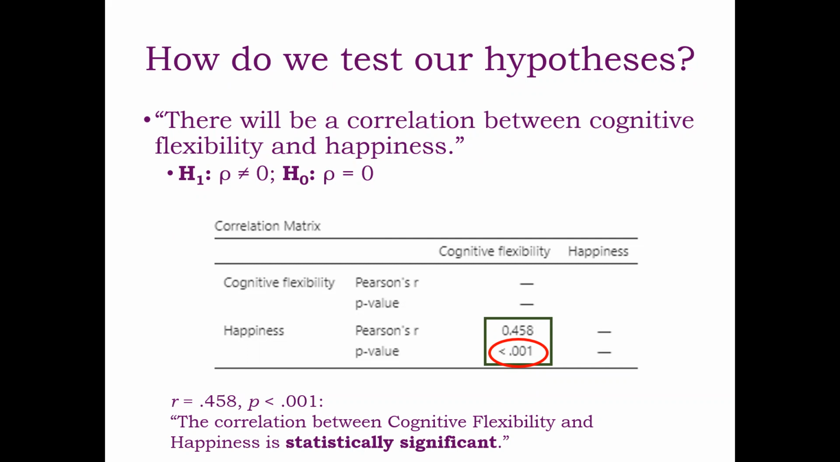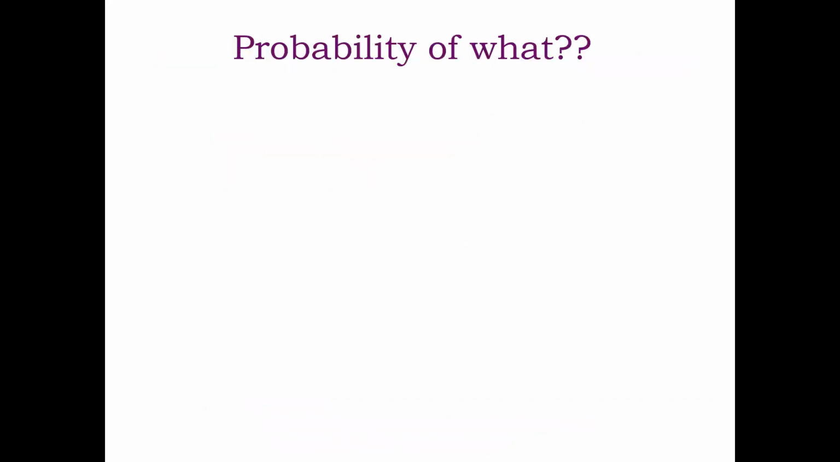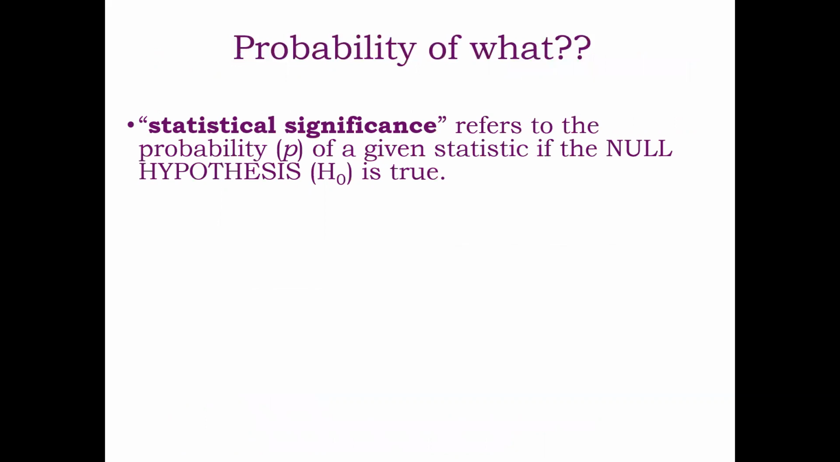This p less than 0.001 means that the probability of getting a correlation of 0.458 if the null were true, the null being that the correlation in the population is 0, is very, very unlikely, okay? So to rephrase, statistical significance refers to the probability of a given statistic if the null hypothesis were true. The probability of obtaining our data if in the population there were no relationship.